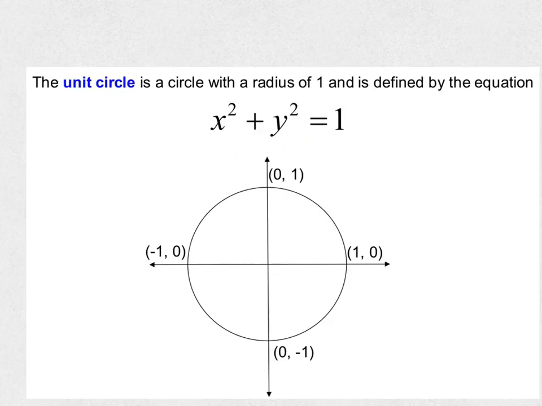So this is just a picture of your unit circle. The unit circle will always be centered at the origin, 0, 0. And with a radius of 1, your unit circle will go through the coordinates 1, 0, 0, 1, negative 1, 0, and 0, negative 1.